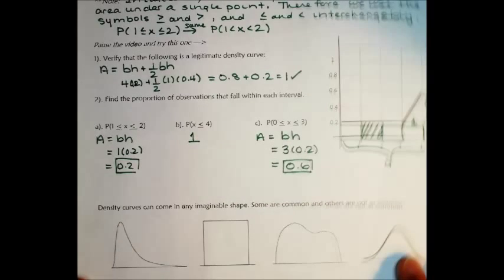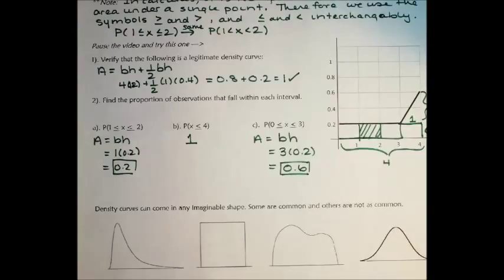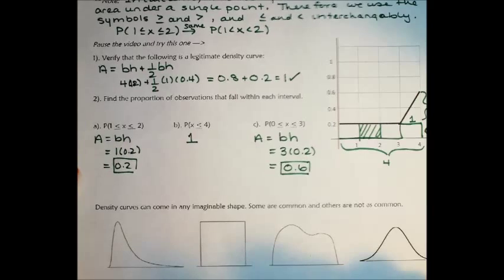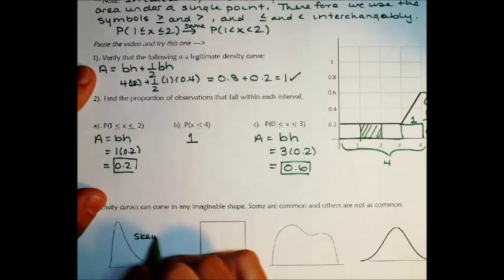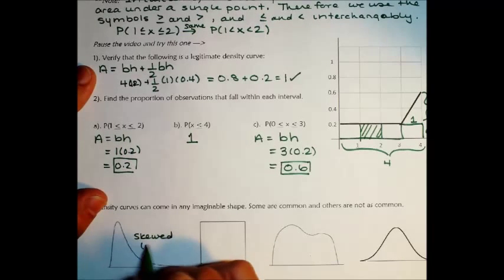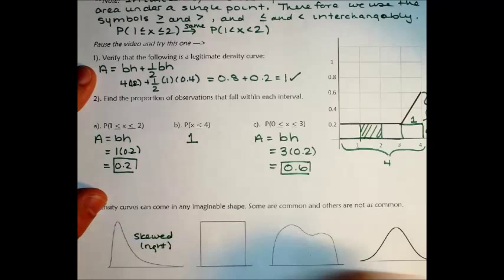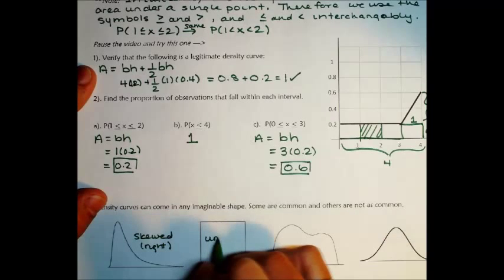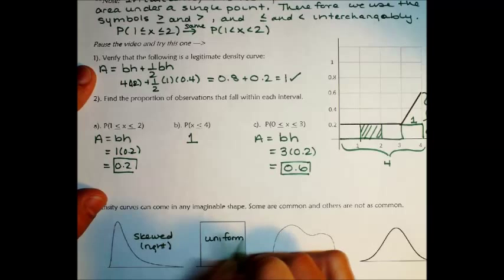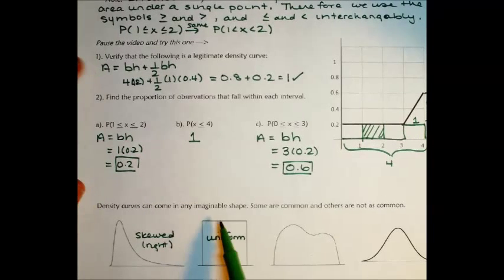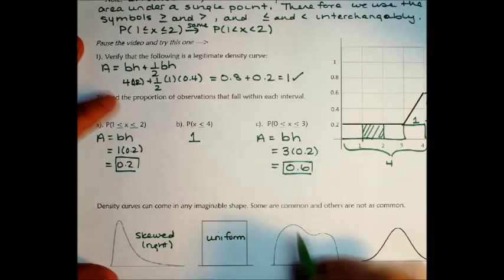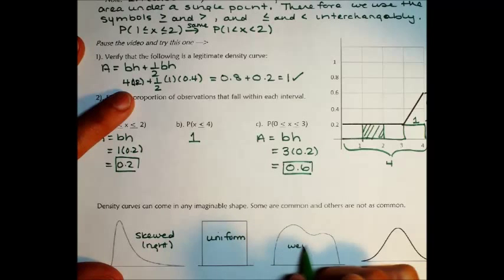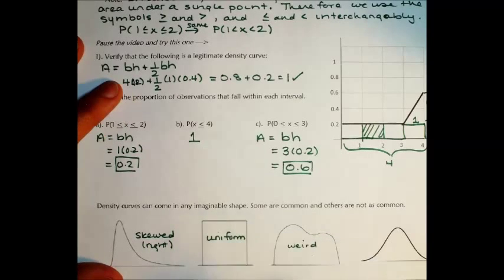Density curves can come in any imaginable shape, but there are some that are more common than others. Just like we know from distributions from Unit 1, we know that this is going to be a skewed density curve, specifically skewed to the right because the tail is on the right. We know that this one right here is a uniform density curve. If you had many observations over and over again that look something like this, we would say it's uniform. This one is highly unusual. We don't typically see this one, so this is a weird one that we don't really know.